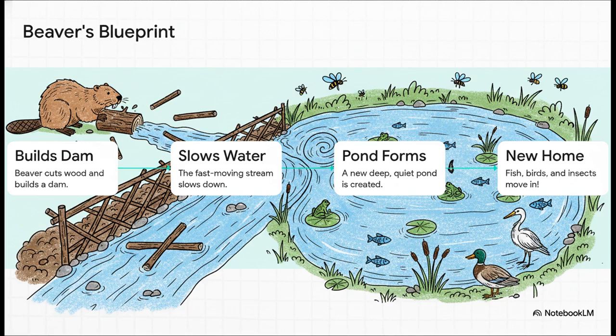Let's look at the beaver's blueprint for a second. Step 1. A beaver chops down some wood and builds a dam right across a moving stream. Step 2. All that fast-moving water suddenly slows down and pools up. Step 3. Boom! A brand new, deep, quiet pond forms right where a shallow stream used to be. And step 4. Because of that one beaver's hard work, an entirely new neighborhood opens up. Fish, frogs, aquatic plants, birds, insects, they all move into this brand new habitat. One single animal just created a home for thousands of others.